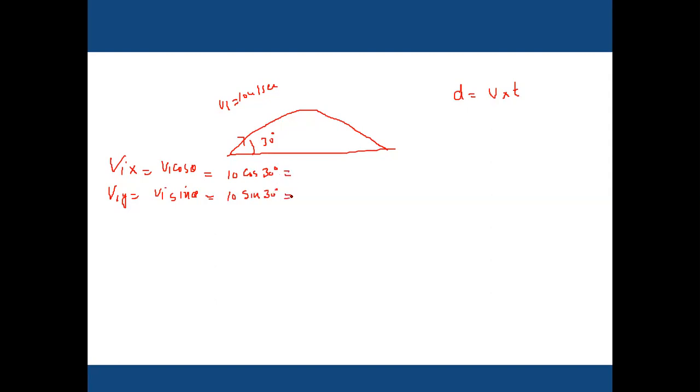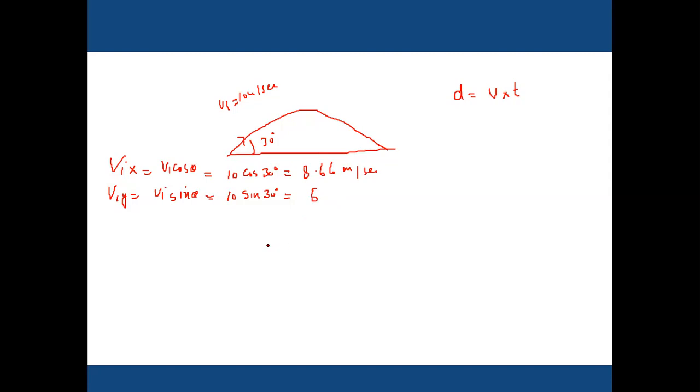So cosine 30 degrees multiplied by 10 equals what? If you multiply cosine 30 degrees by 10, it equals 8.66 meters per second velocity. Same, sine 30 multiplied by 10 equals what? Sine 30 degrees multiplied by 10 equals 5. 5 is the vertical component.